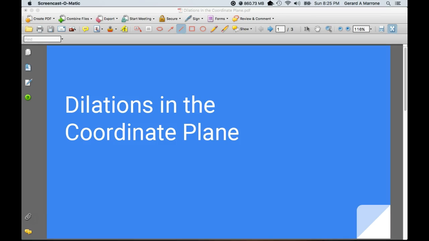Today we're going to wrap up our discussion on transformations and take a look at dilations in the coordinate plane. Okay, so we've looked at slides, we've looked at flips, we've looked at turns. Now we're going to stretch or shrink a figure.